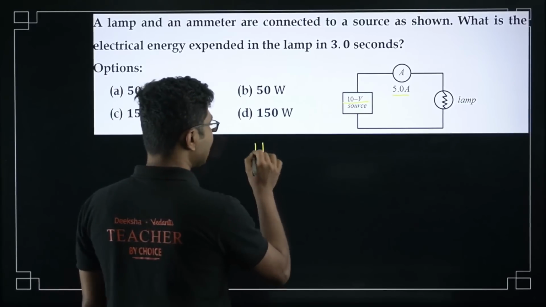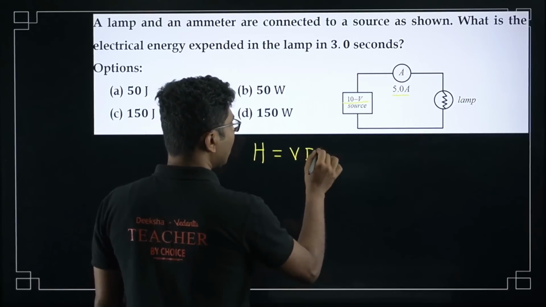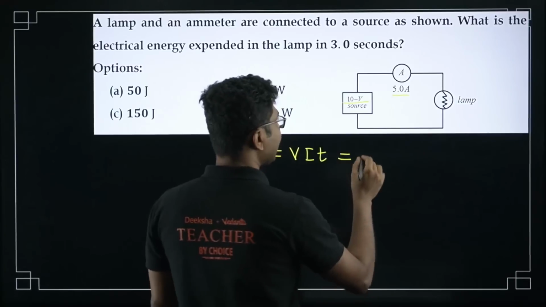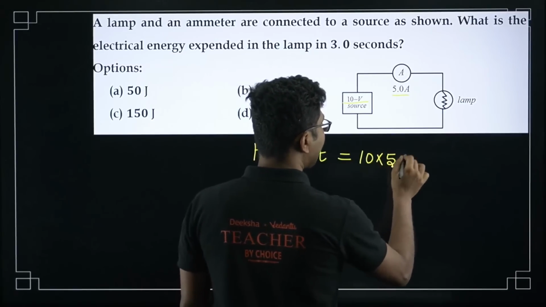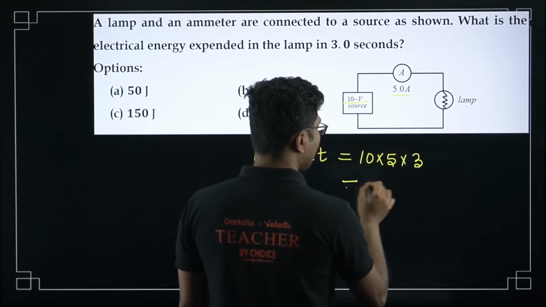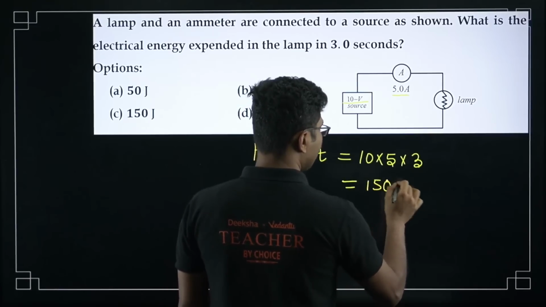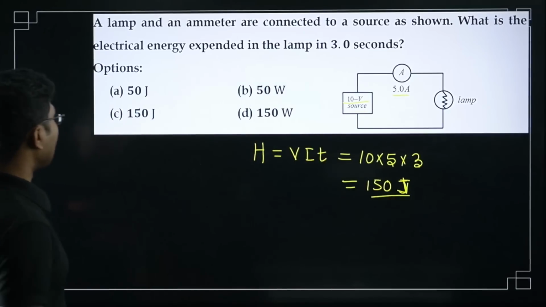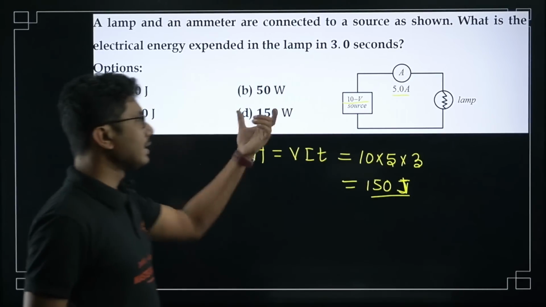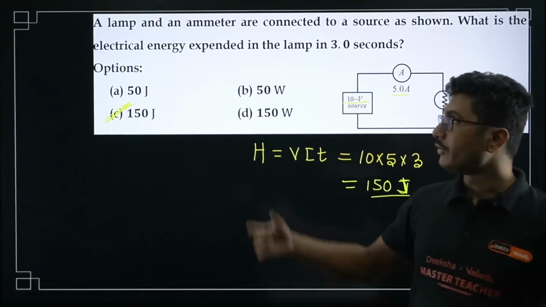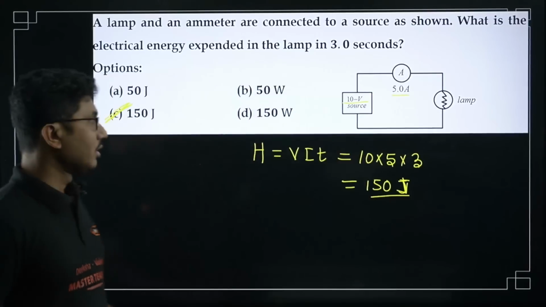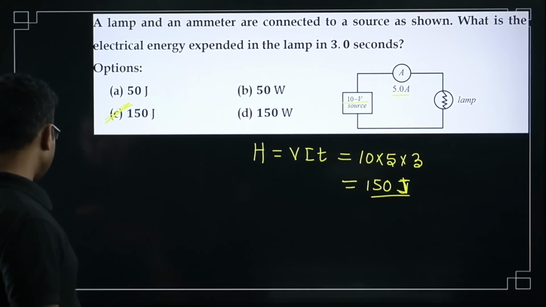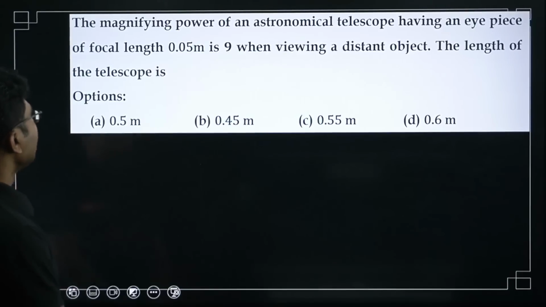So here we will use the formula E equals VIt. V is given by 10 volt, current is 5, time is 3 seconds. So it will be 150 joules. Yes, 150 joules is the answer, not watt. Watt is the unit of power, so be careful, it will be 150 joules, not watt. If it is only V into I, then it is power, but when it is VIt in the full form, that is energy, that is joules.